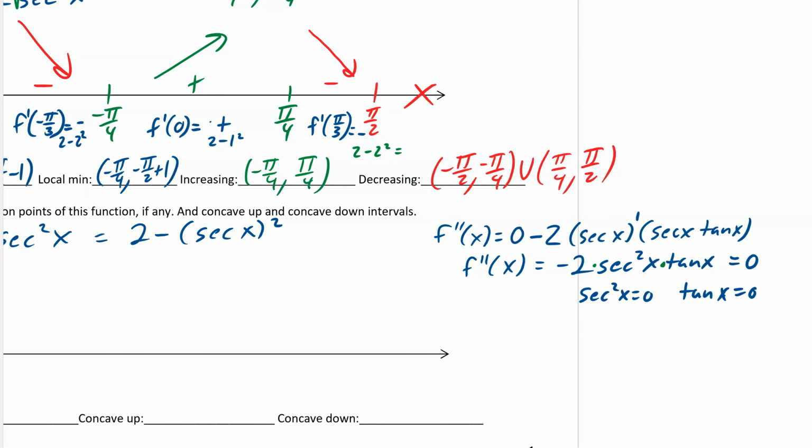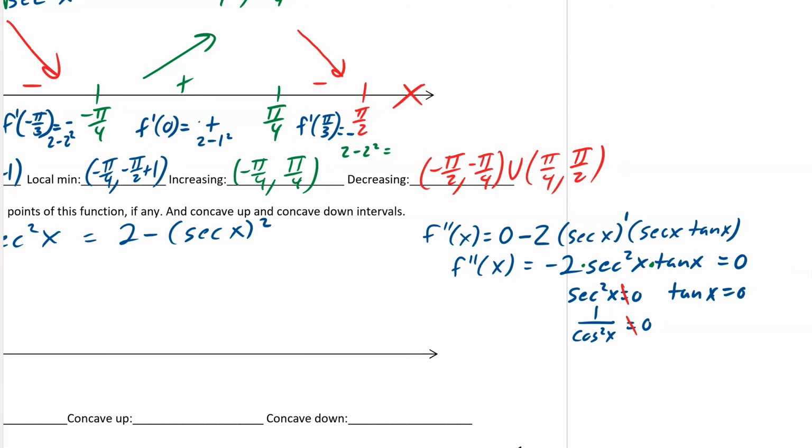All right, so if we pull up our unit circle, we're looking to see when is our cosine, right? Because that's our reciprocal. So this is just 1 over cosine squared x equal to 0, right? And then you ask yourself, is that possible? No, it's not. So we say that this cannot equal 0, and we just move on to tangent. So when does tangent equal to 0, right?